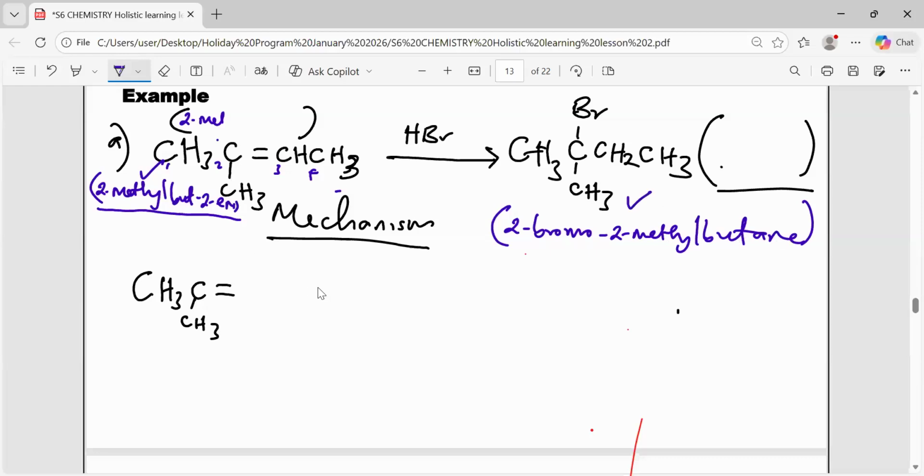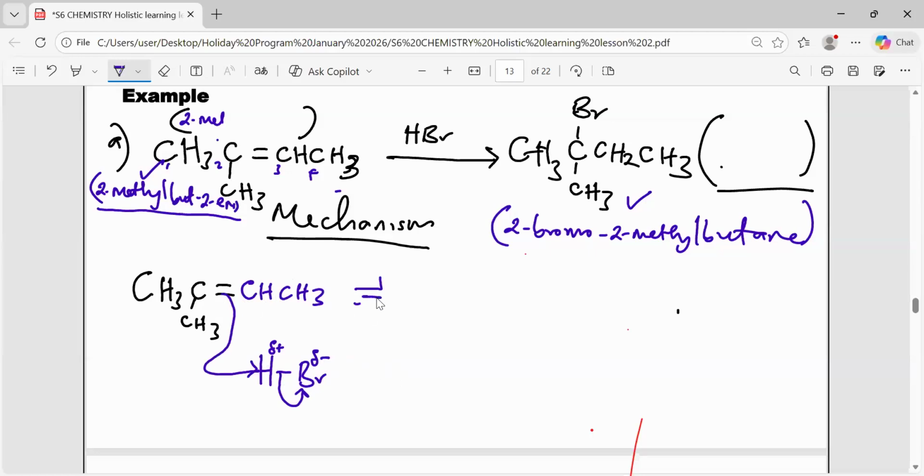Now the mechanism. Let's move very fast through the mechanism. So you're going to write the compound 2-methylbut-2-ene. You're going to show the structure of hydrogen bromide, with the bond between hydrogen and bromine. Which one is partially positive and which one is partially negative? The bromine is partially negative, and the hydrogen is partially positive. The double bond attacks the hydrogen atom, so this one will attack, and then this one will go off.